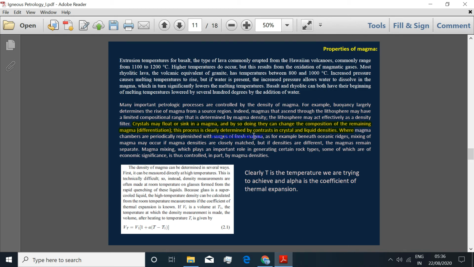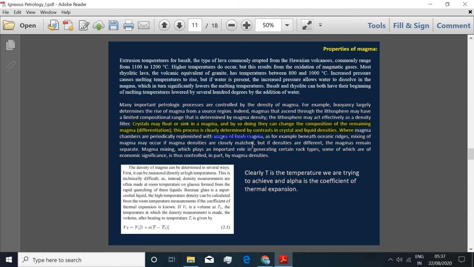Now, the magma chambers are periodically replenished. The bottom magma chamber which we have seen is always replenished by new surges of fresh magma until there is a problem in the regional geothermal gradient, the geothermal gradient that is transecting the rocks in that region.